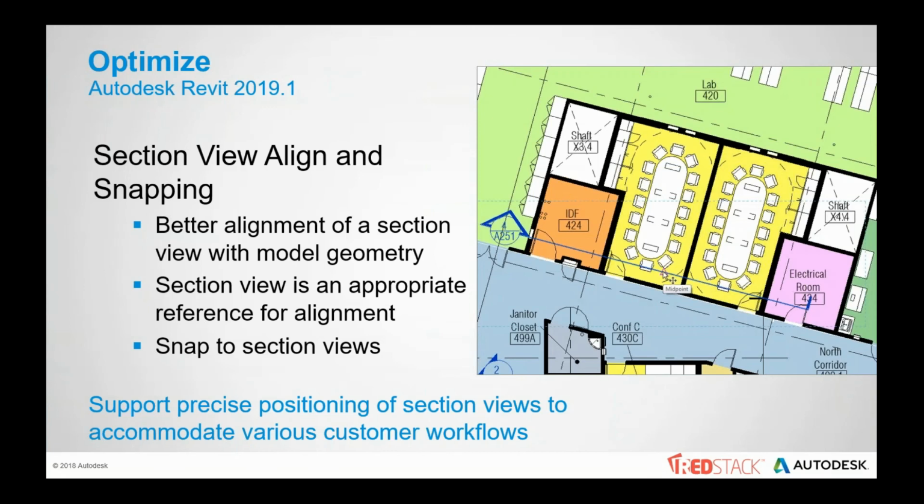We're going to get into section view and alignment snapping. In 2019.1, you can use the align command to select the line for a section view and use it as a reference for alignment or as the object to align. For example, you can align a section line with an angled wall. In addition, snaps are enabled for section lines, so you can snap while moving a section line or snap to a section line during the placement of another element. These enhancements support precise positioning of section views to accommodate various customer workflows.